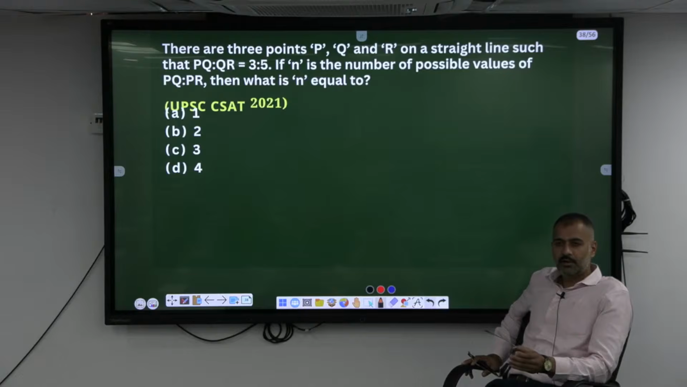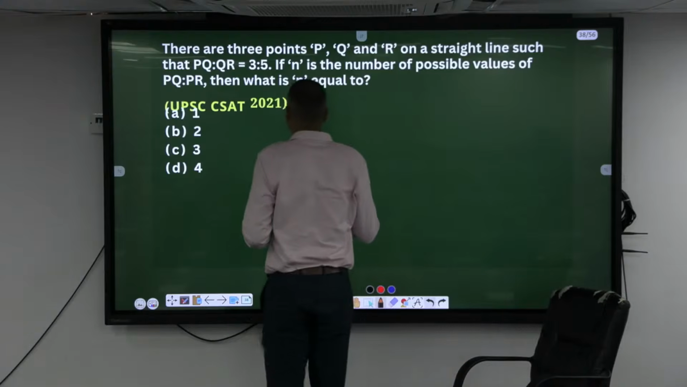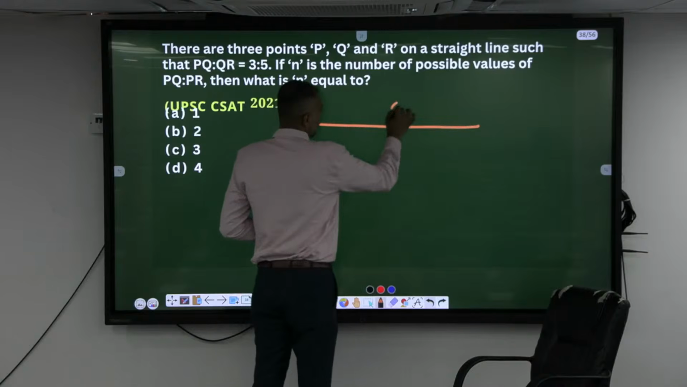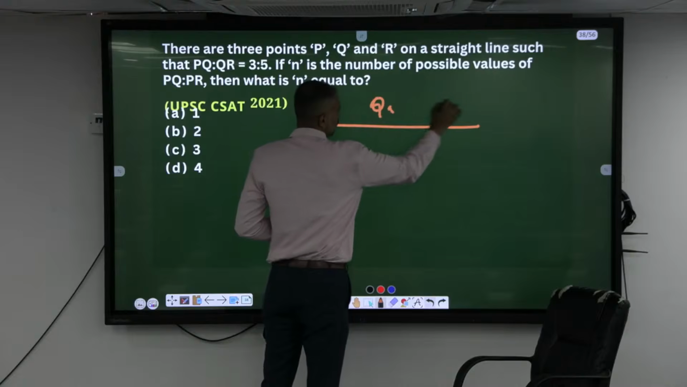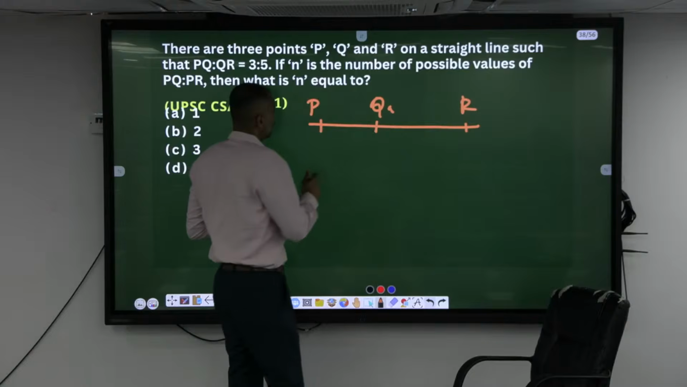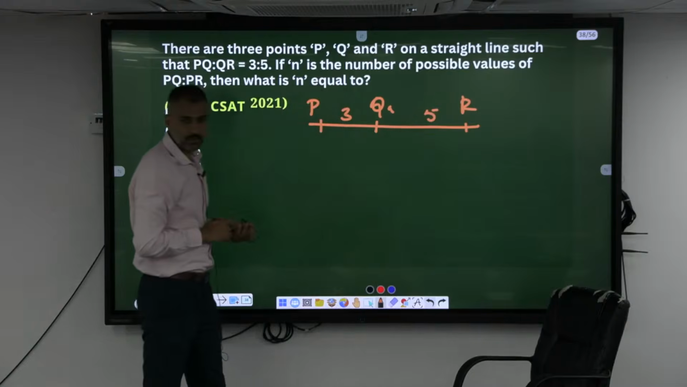This is like a ranking and order. Okay, maximum, minimum. Order by P, Q, and R. Let's say these 3 points. What is the distance? P, Q, 3. Q and R, 5. This is one case. Is this the only possibility?